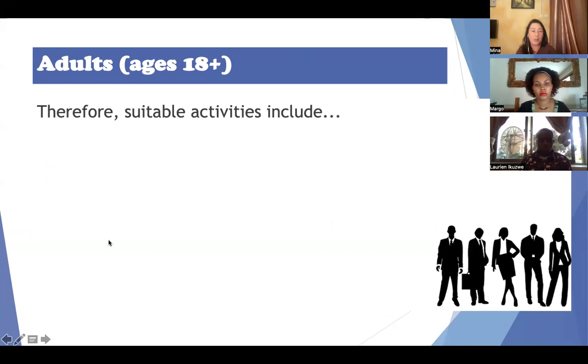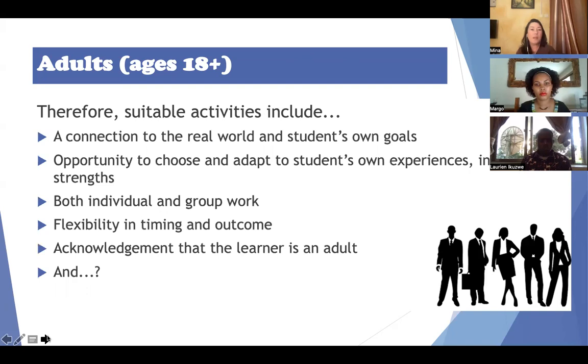So all of these things about adults mean that connection to the real world and the students' goals are absolutely essential. We want to be able to build on these students, their experiences, their interests and strengths. They should be able to do both individual and group work. As adults, they should be able to work individually, but we also know that group work, collaboration, teamwork is an important part of adult life. And so this is something they need to be able to do as well.